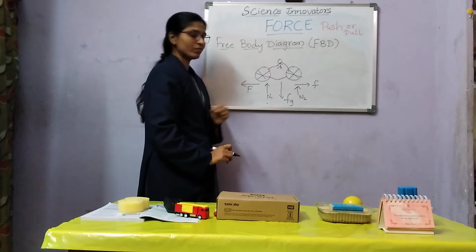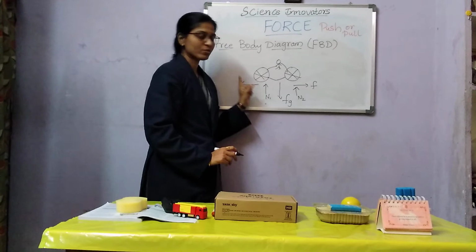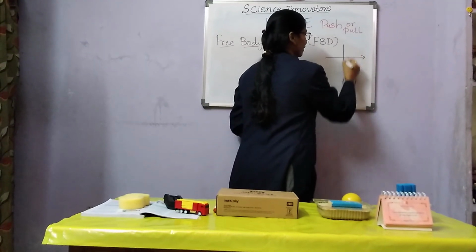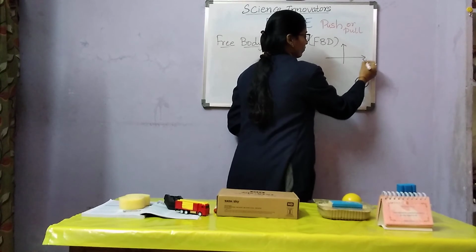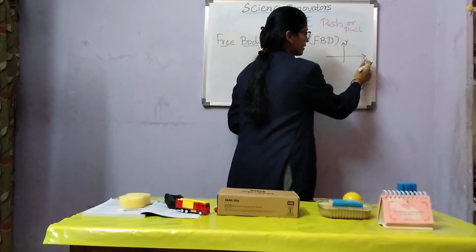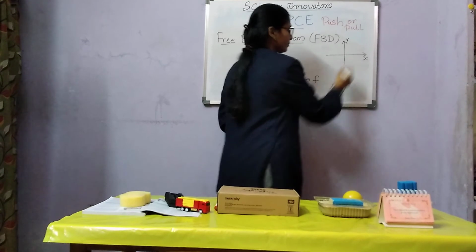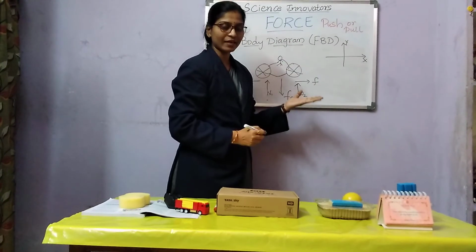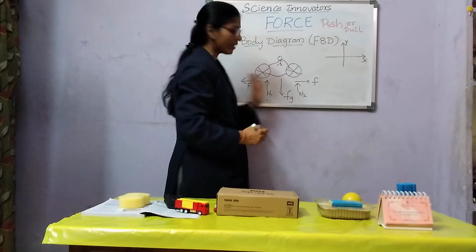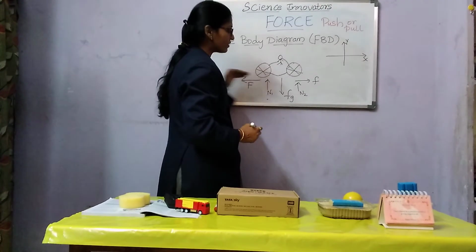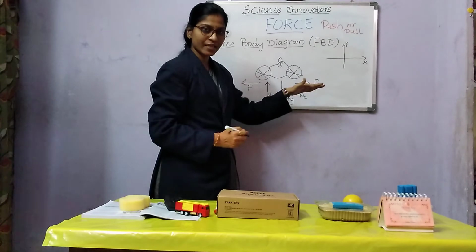How are we going to calculate the net force over here? We have to take the four quadrants, the x-axis and y-axis, and calculate the forces. How can we calculate the net force in this diagram, where there are different types of forces? First, the forces which are acting along the x-axis.